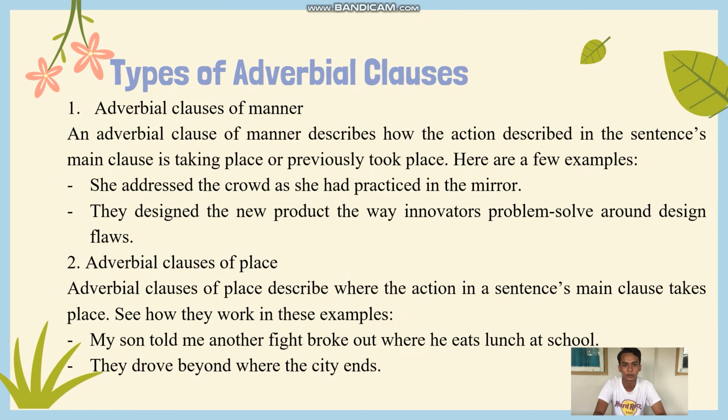Well, I'd like to continue my friend's presentation, which is about the types of adverbial clause. So in this case, there are eight types of adverbial clause. The first one is the adverbial clause of manner. An adverbial clause of manner describes how the action in the sentence's main clause is taking place or previously took place.